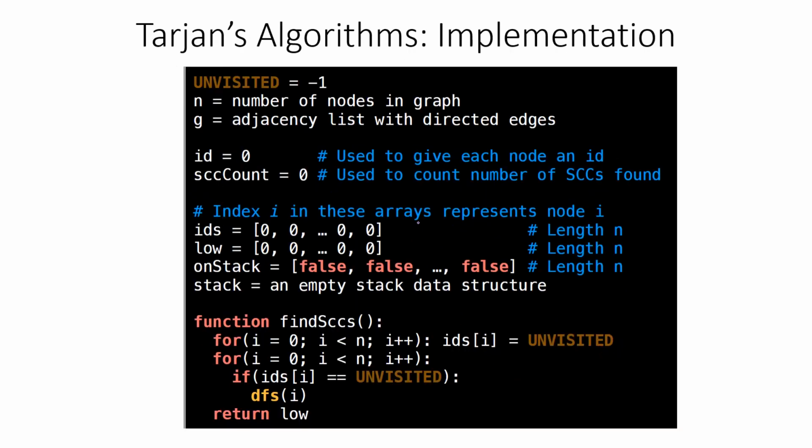So here is the implementation. We initially say that unvisited is -1, and please pay attention to this part of the pseudocode. Here we say that every vertex is unvisited, then run another for loop and say if the vertex is unvisited, we do the DFS, and in the end we just return the lowest finish time, and that's it.